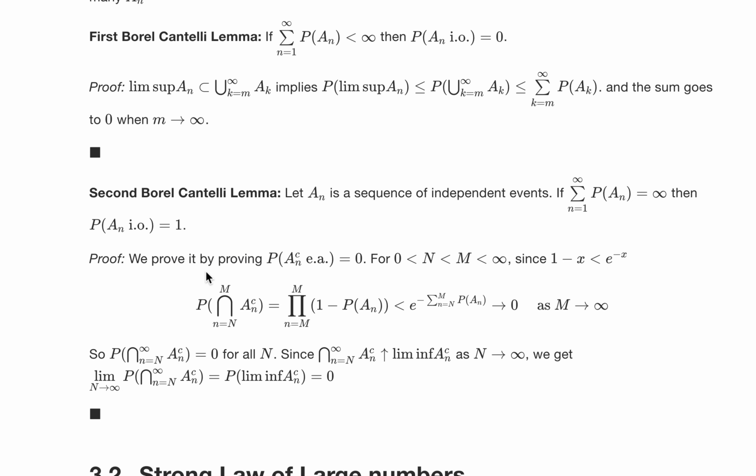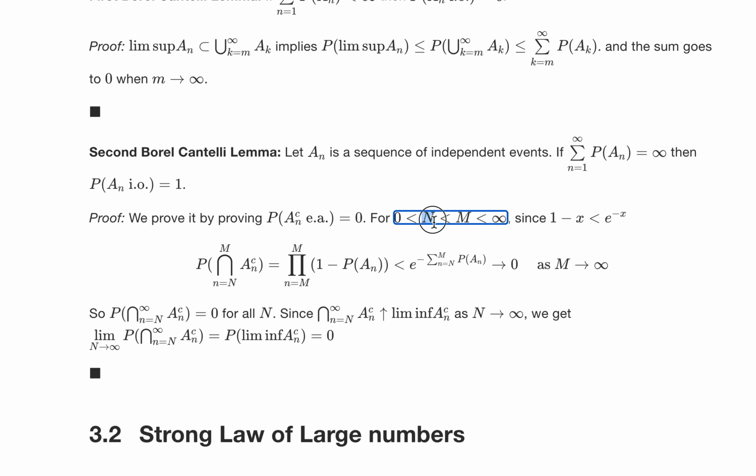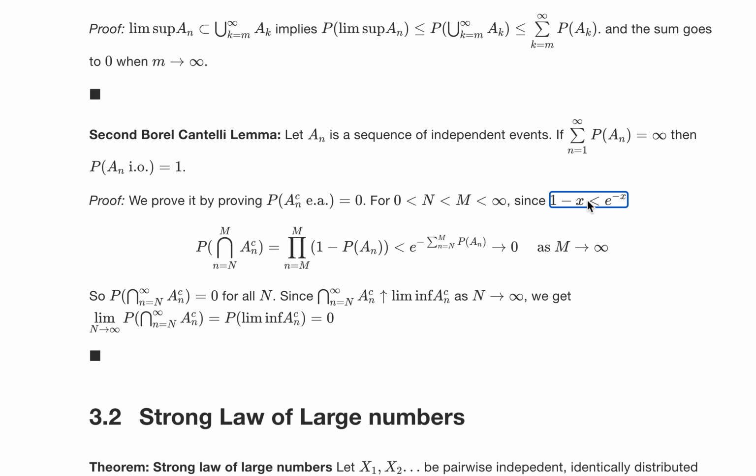So let's prove it. To prove that this is 1, we prove that the complement of that is 0. The complement of limsup of A_n is just liminf of A_n complement, which is A_n complement eventually. So that's what we want to prove. We want to prove that to be 0. So for n and m, which are positive numbers, we use the fact that 1 minus x is less than or equal to e to the power minus x. I won't explain too much about that. Just draw the graph, you'll see that.